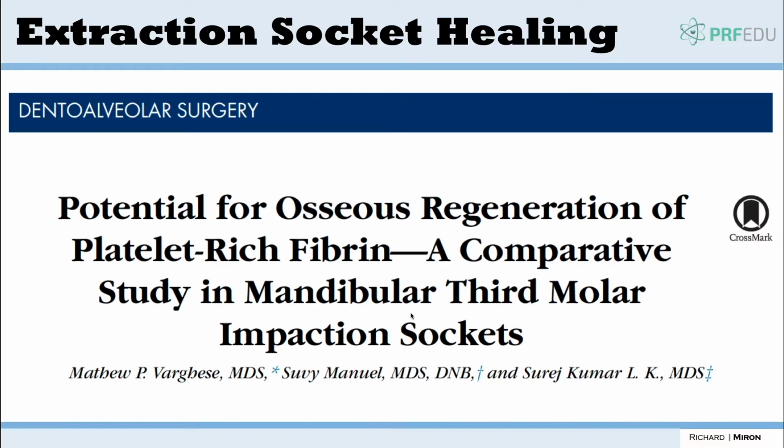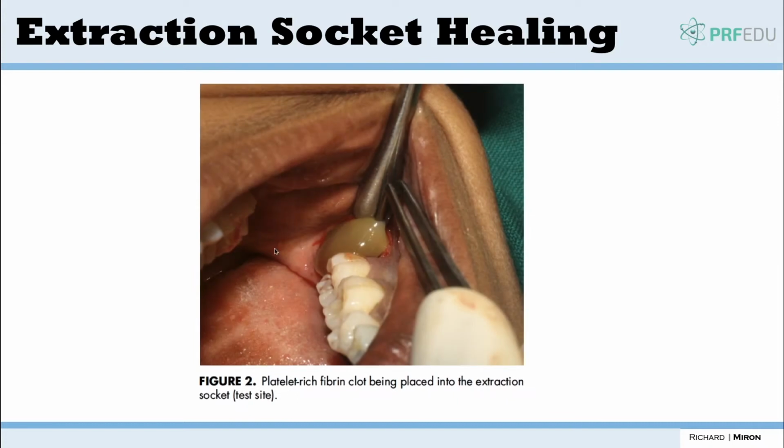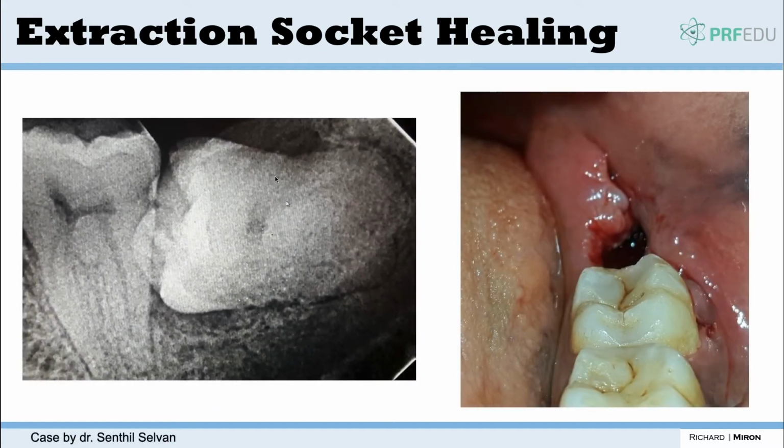And like I said, you don't need to compress. I remember reading this study here. It was quite a nice one, and it's discussed in the textbook. You can just use one of the PRF membranes, just the full clot, and place it in the extraction socket. And a case like this was done by one of my colleagues, Dr. Senthil Selvan, who is also an author on the textbook, from India.